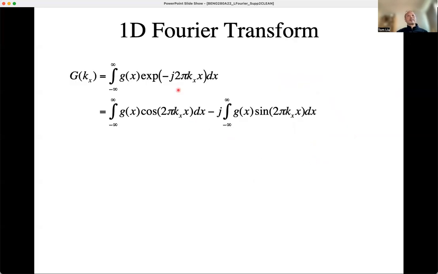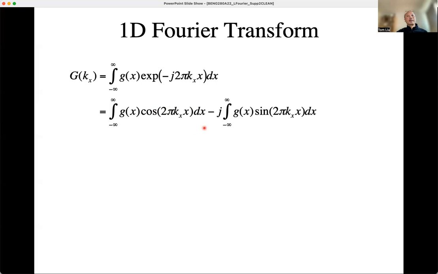Okay, so as Professor McVeigh went over in class, it's useful then to write out the 1D Fourier transform. So we have g of x equals this, and we can use Euler's theorem to expand this out as cosine 2 pi kxx minus j gx sine 2 pi kxx. Okay, where the cosine of this negative term is positive, and this minus sign comes because sine is an odd function. So sine of minus 2 pi kxx equals minus sine of 2 pi kxx.